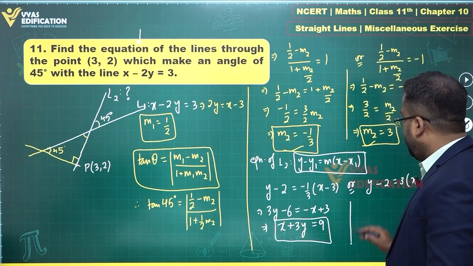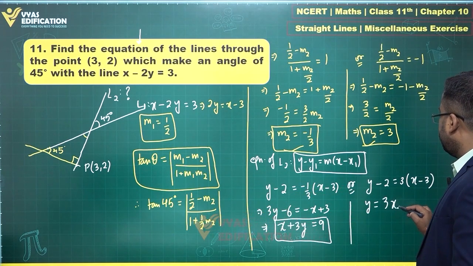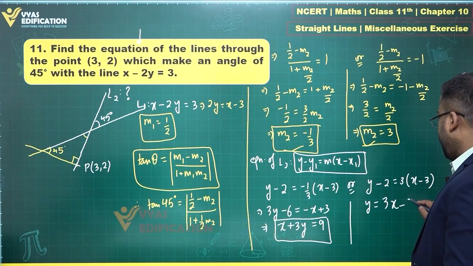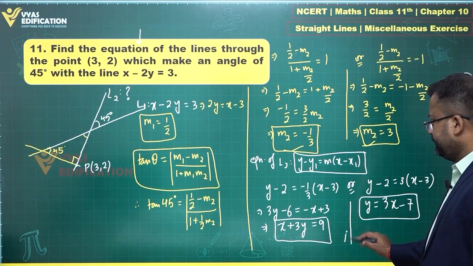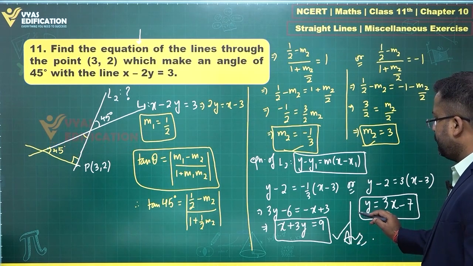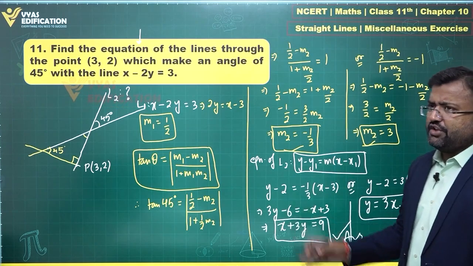Or you get y equals 3x minus 7. This is the other possibility, this or this. That's the answer for this question, as you can clearly see over here. That's the complete solution of this 11th one.